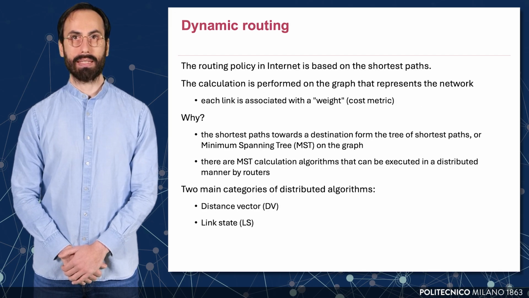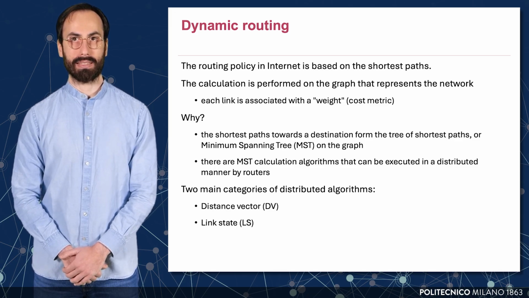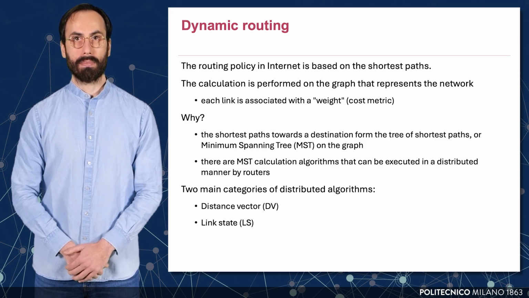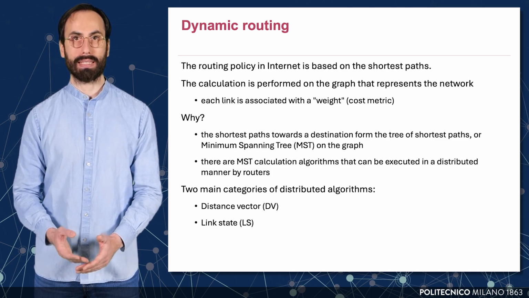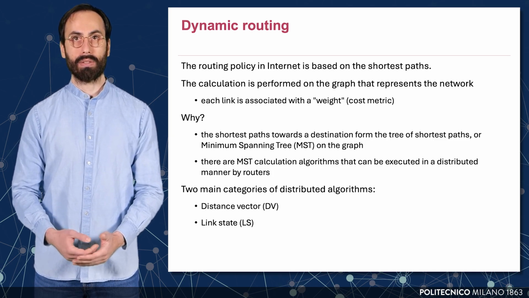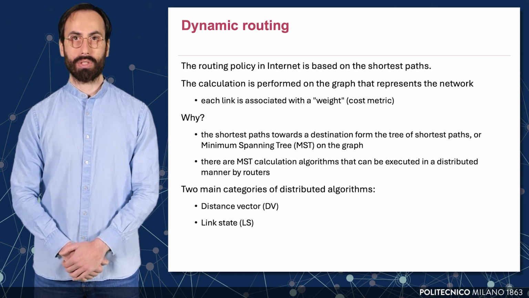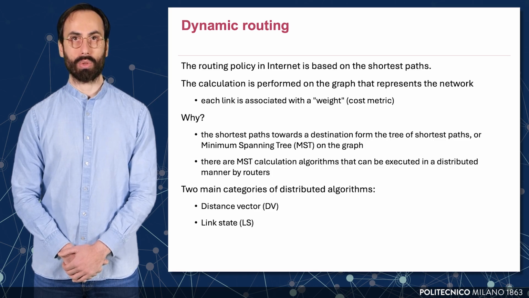Dynamic routing is based on selecting the shortest paths within the network. The network is modeled as a graph where each link is assigned a cost, or weight, which can represent metrics like delay, bandwidth, or hop count. The goal is to compute the shortest path tree from a router to all destinations. This is equivalent to finding a minimum spanning tree, and the key advantage is that routers can compute this in a distributed way using routing protocols.